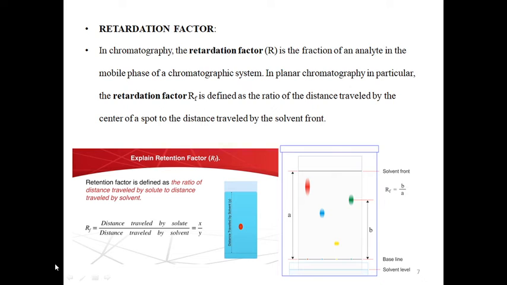Hence RF is calculated as distance travelled by the solute, that is this green color spot, divided by distance traveled by the solvent. Now this is called as retention factor, which is utilized in thin layer chromatography.